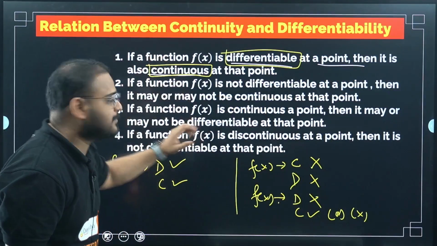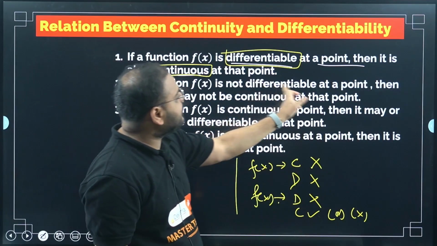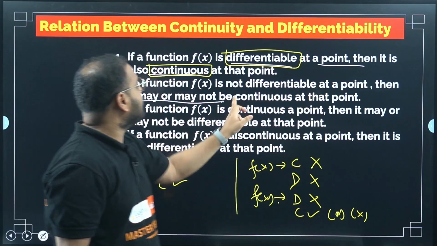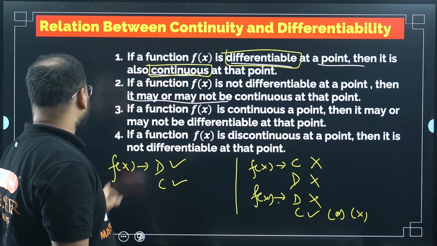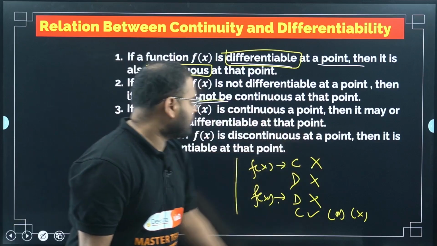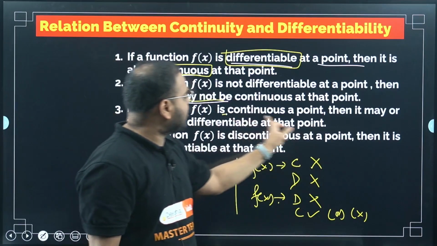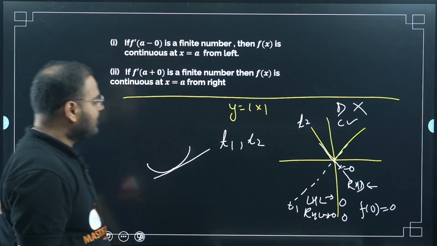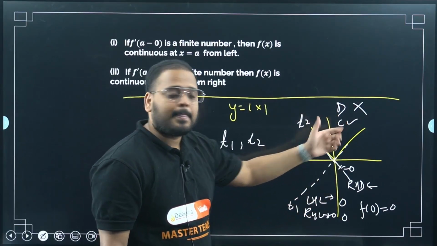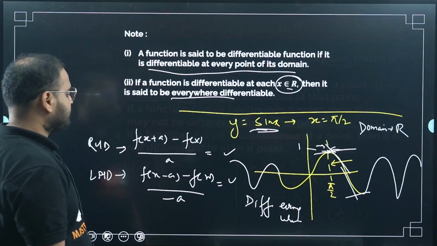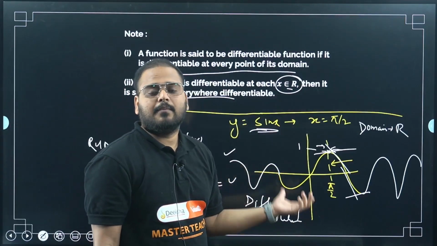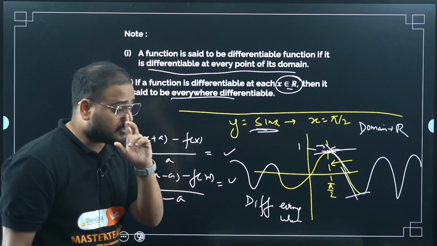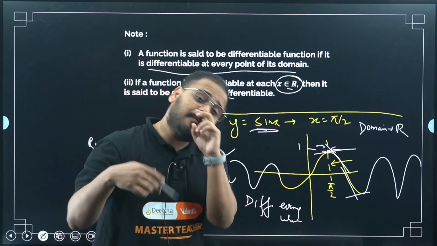Now let's read this part. If a function f(x) is not differentiable, it may or may not be continuous. Now, if a function f(x) is continuous, then it may or may not be differentiable. Correct, right? I took the example, no? A continuous function but not differentiable. In the previous example, a continuous function and differentiable, I can have both conditions. For a continuous function, it may be differentiable, it may not be differentiable.